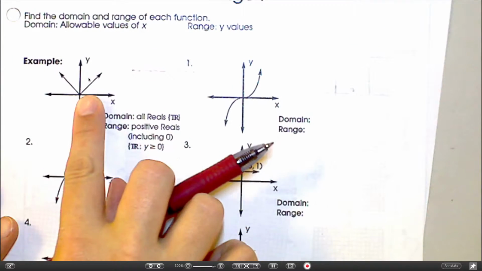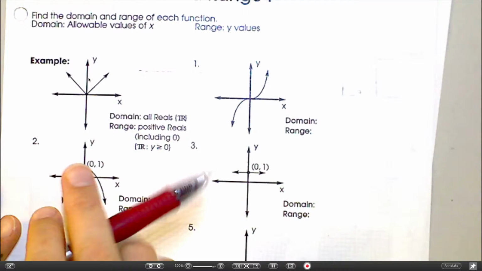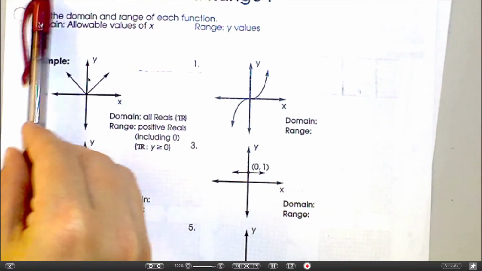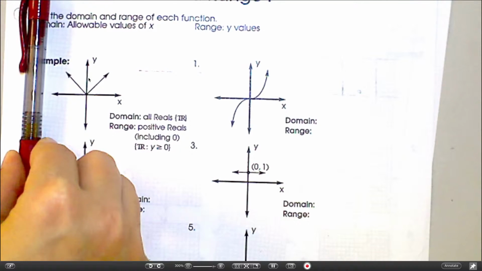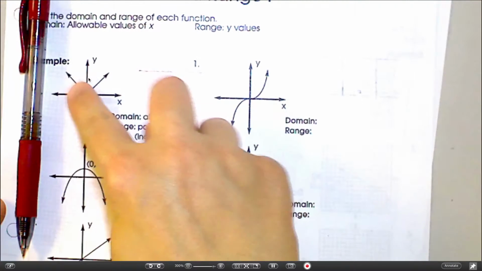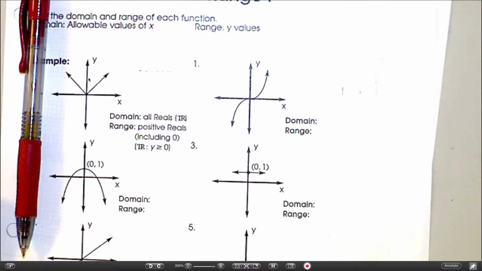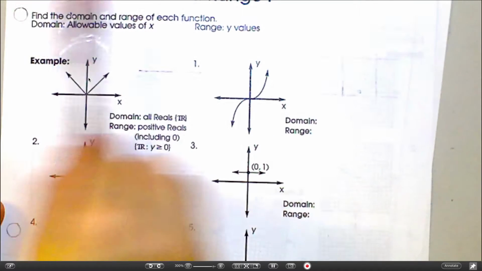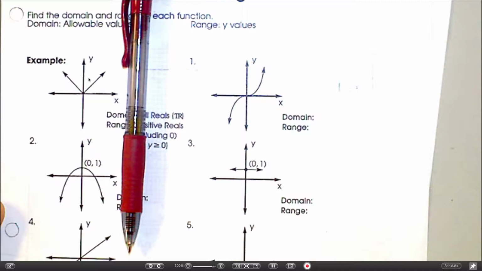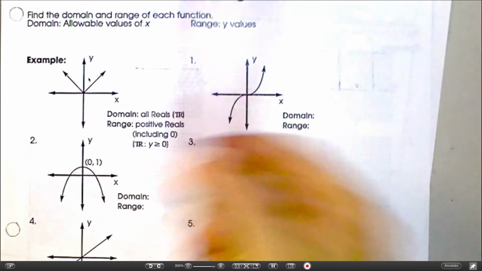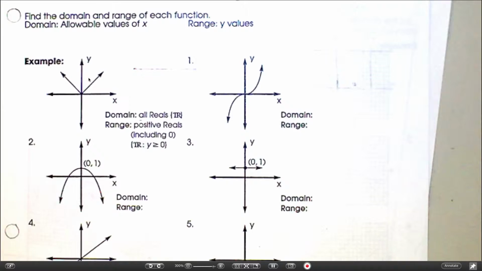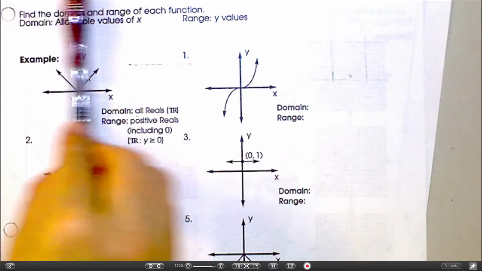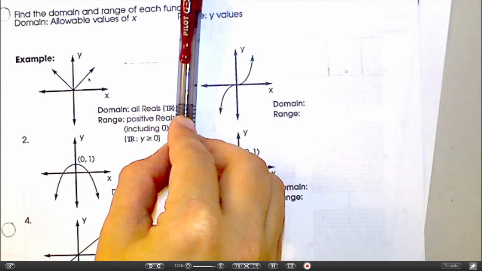If I was to look at this first graph, this first example, and I wanted the domain, I would look to the left of the graph. If I were to put a line out here to the left of the graph, is my graph actually going to hit that line at some point? Yes, it's going to hit over there. How about over here? Is it going to hit that? Yes. Okay, so it's going to hit everything to the left, everything to the right. So we would say our domain is all real numbers because it hits everything left to right. If I start on the left and move to the right, eventually my graph is going to hit everything.